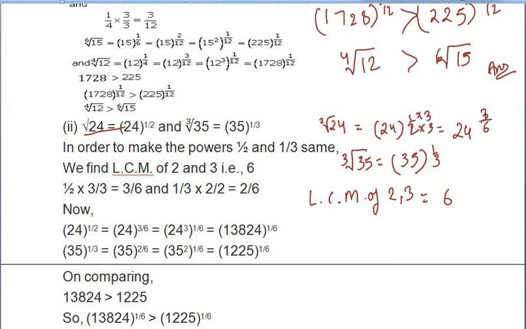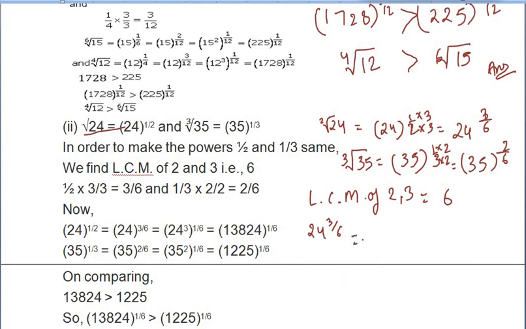So upside 3 will come. And here, 35 to the power... in the denominator there should be 6. To convert into 6, I will multiply by 2. Upside also I will multiply by 2. So here it will be 2 by 6. Now you see it is 24 to the power 3 by 6 and 35 to the power 2 by 6.